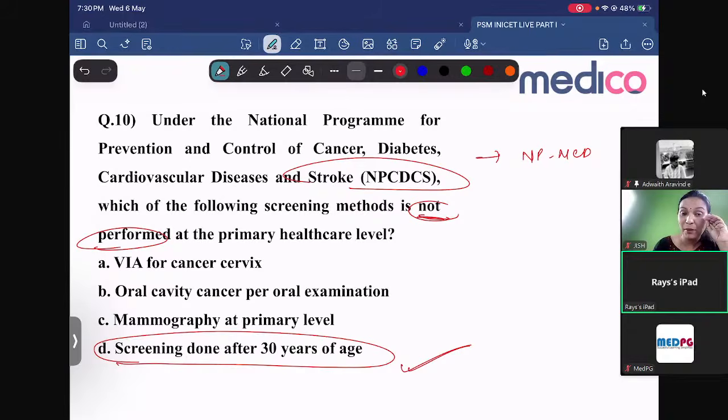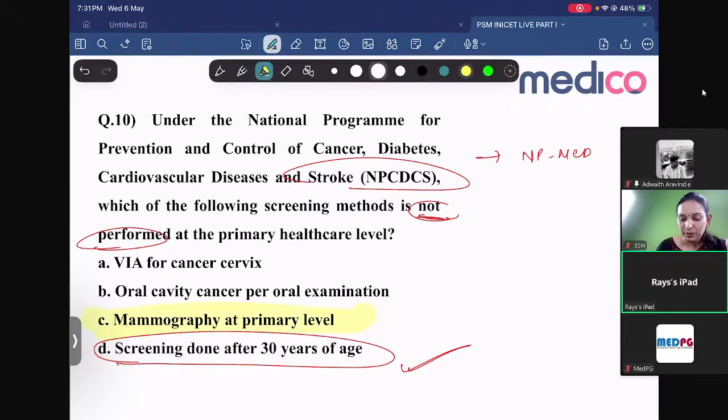And when you see option C, mammography is done using a USG-like machine. So for mammography, it is difficult to do at a primary level. It can be done, nothing is impossible, but from a practical point of view, at a PHC level you cannot do a mammography. So option C is the correct answer here, as this cannot be done.